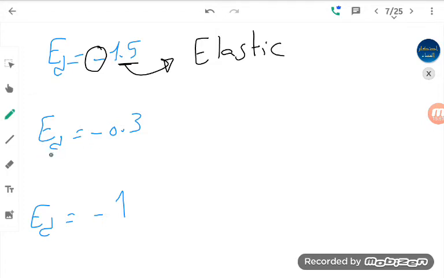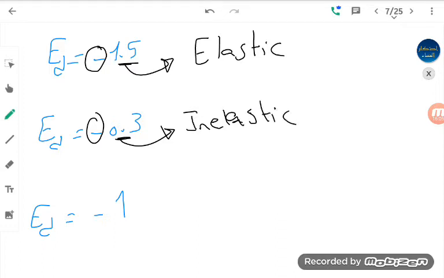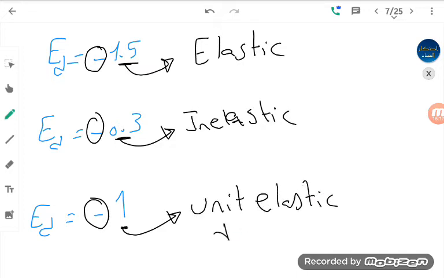If you calculate it and it is negative 0.3, we neglect the negative sign. So 0.3 is less than 1, so it is inelastic demand. If it is negative 1, we are going to neglect the negative sign, and this is unit elastic demand.